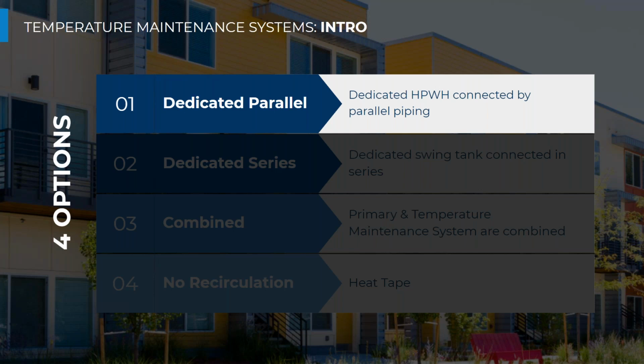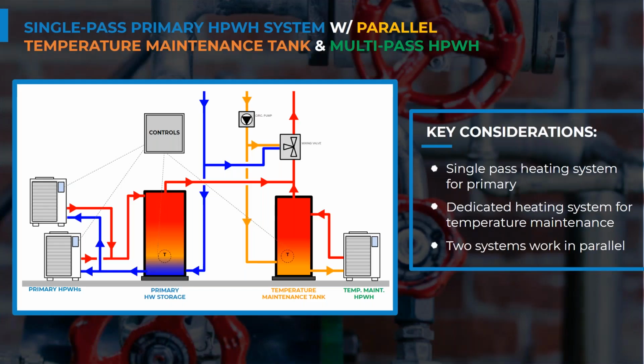So we're going to start with number 1 because that seems most logical. And that's a dedicated heat pump water heating system connected by parallel piping. This is the Jackson Apartments piping design. And so we show here that there's a third-party controller, but this could be using the internal controls of our primary heat pumps and work just fine as well.